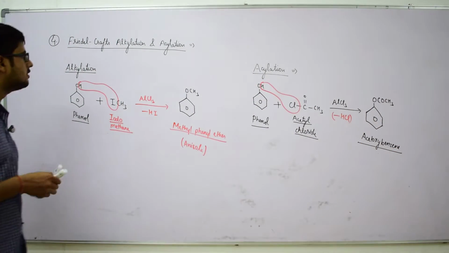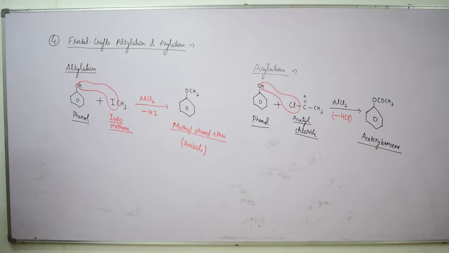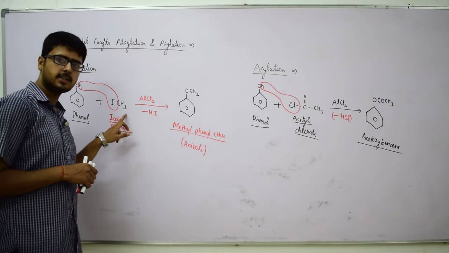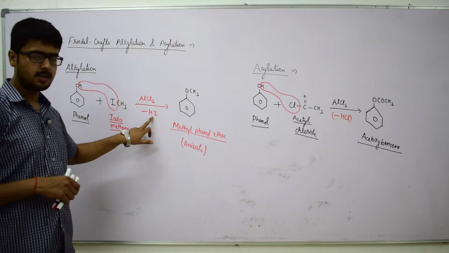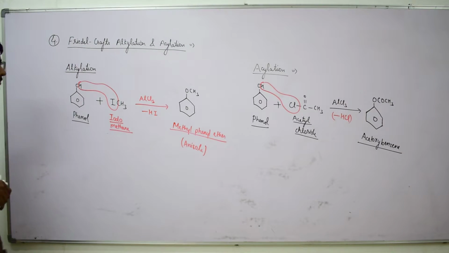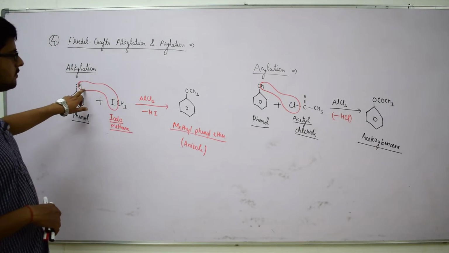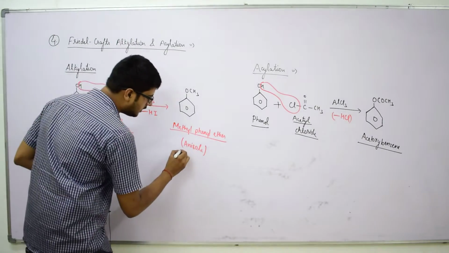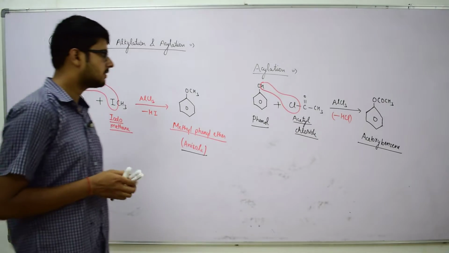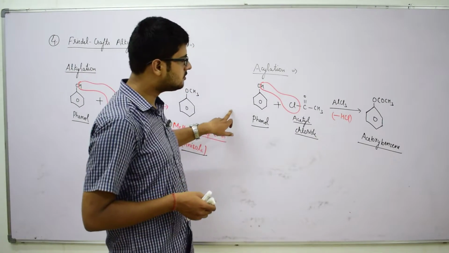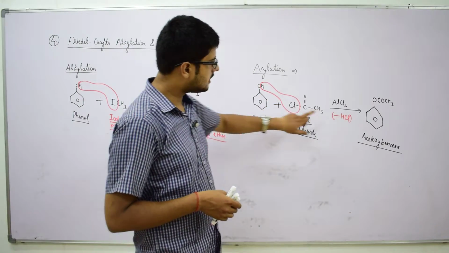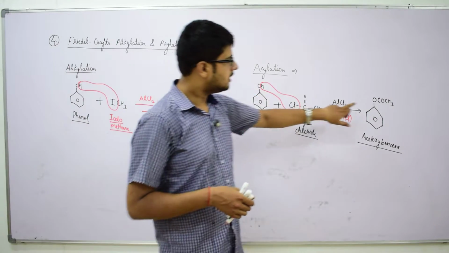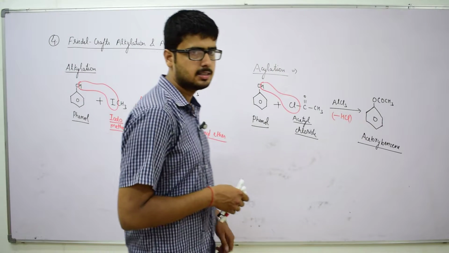So, this is the overall reaction of Friedel-Crafts alkylation and acylation. First is the process of alkylation, introduction of an alkyl group. When phenol is treated with iodomethane, HI is eliminated and the reaction takes place in the presence of AlCl3, and CH3 is attached over here, leading to the formation of methyl phenyl ether, or commonly called anisole because it is an ether. And in the next reaction, when phenol is treated with acetyl chloride, HCl is eliminated and this acyl group, that is the COCH3 group, is attached to this oxygen atom, leading to the formation of acetoxybenzene.